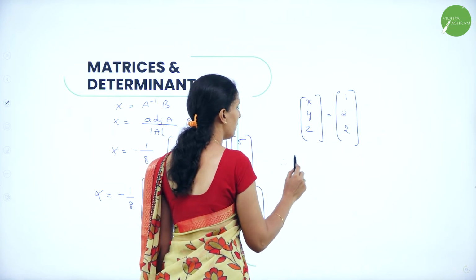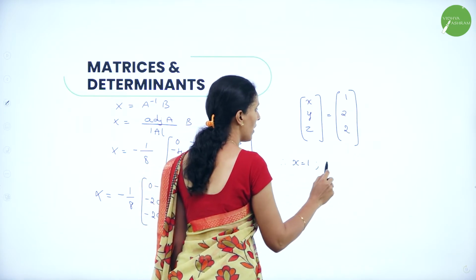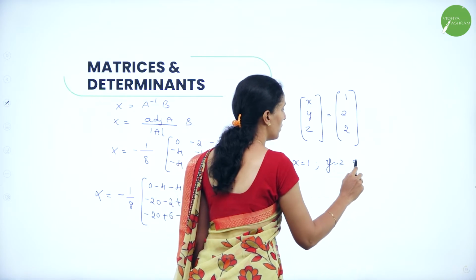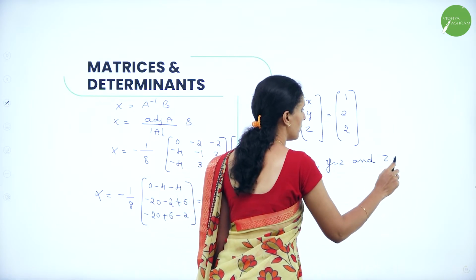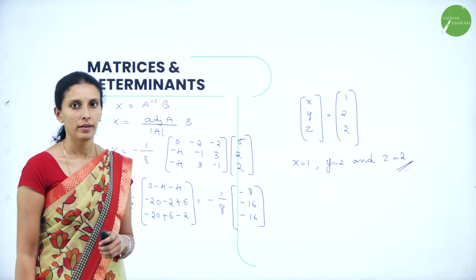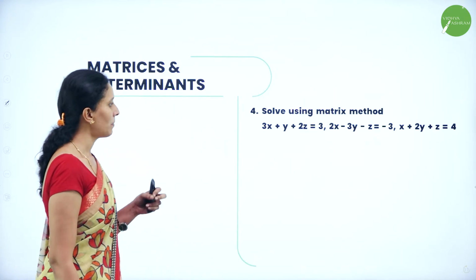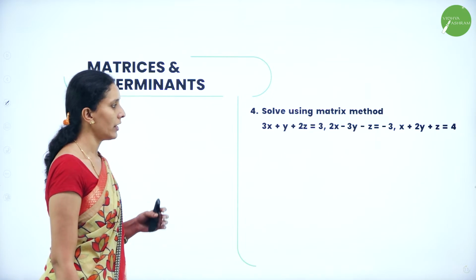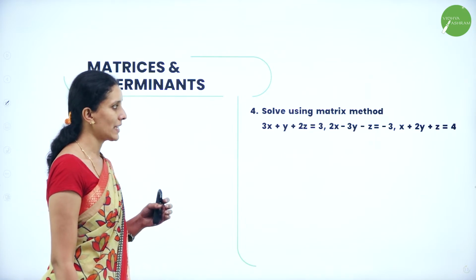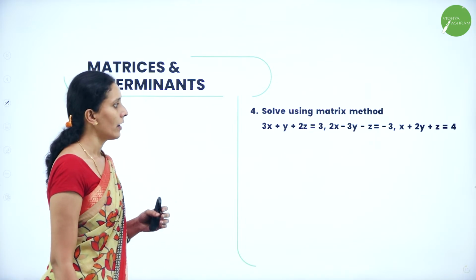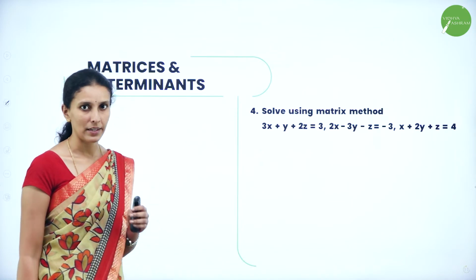So clearly we can write x is equal to 1, y is equal to 2 and z is equal to 2. Next question. Solve using matrix method. 3x plus y plus 2z is equal to 3. 2x minus 3y minus z is equal to minus 3. x plus 2y plus z is equal to 4.